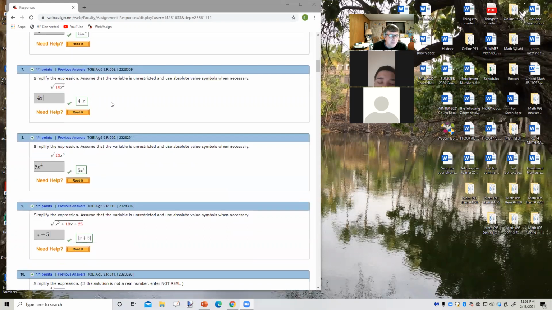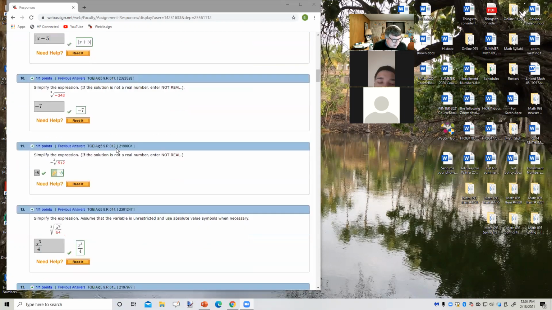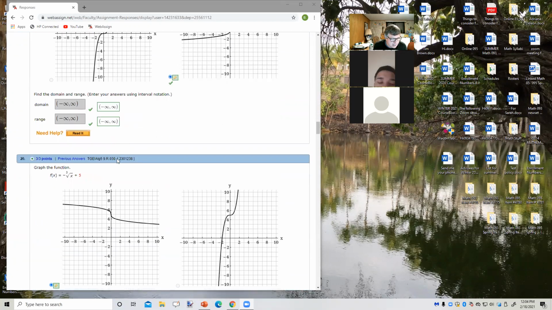Now, on number 7, the answer, and they've got 4x inside absolute value bars, which is okay, or you could have the 4 outside. Why do we need absolute value bars there? Because just plain old x, not x squared or x to some even power, just plain old x could be negative. So we need absolute value bars around x to assure us that x isn't negative. Therefore, 4 times the absolute value of x is not a negative answer. Hopefully that makes sense.